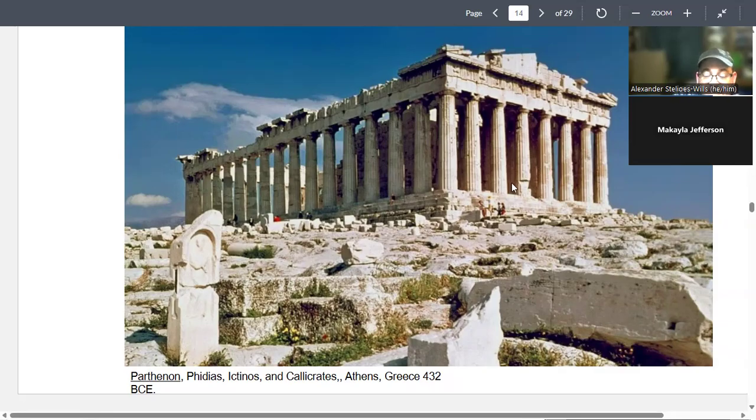The name Parthenon means Temple of the Maidens. It is a temple of Athena, right? Which makes sense because Athena was the patron goddess of Athens. That's where the name Athens comes from, Athena. You may not have known that. And it's an example of Doric architecture, right?